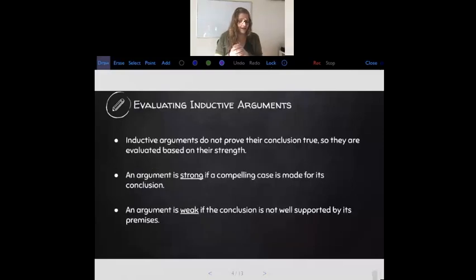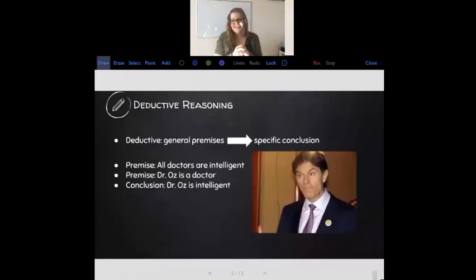The way to evaluate an inductive argument is based on its strength or weakness. They don't necessarily prove the conclusion to be true, so we look at how strong or how weak they are. An argument is strong if a compelling case is made for the conclusion. Typically, a lot of examples or premises are needed to go from specific to general to make a strong case. An argument is weak if the conclusion is not well supported by the premises. So in the last example, just knowing that three types of birds fly doesn't make a good case for saying that all birds fly.